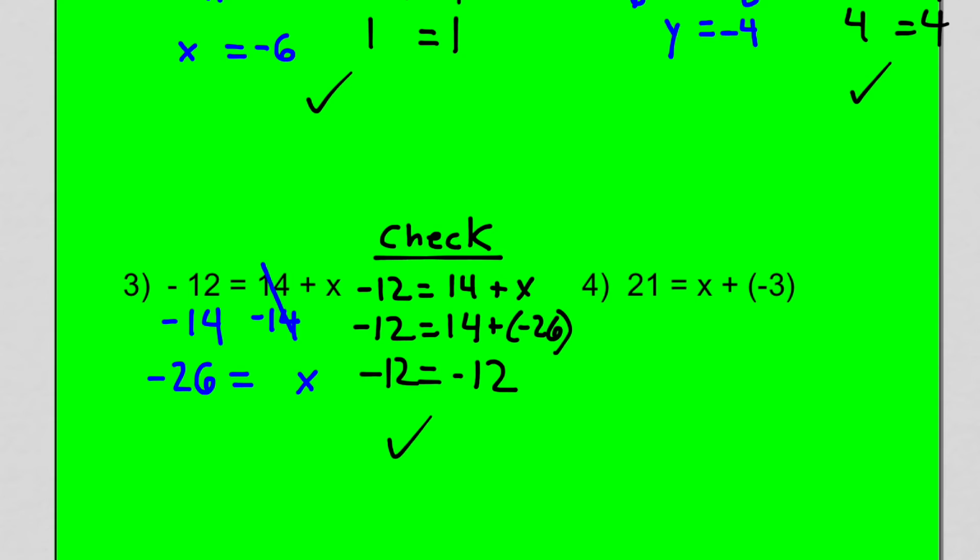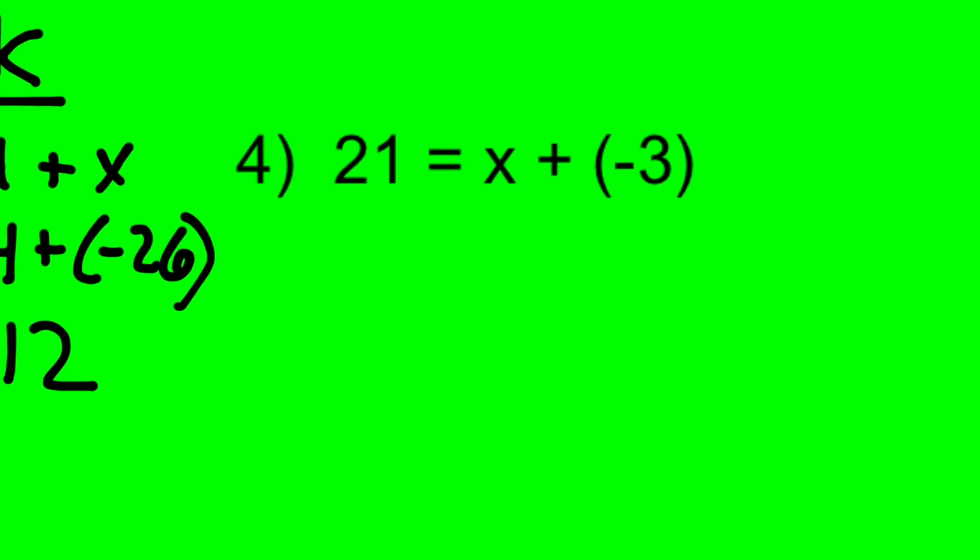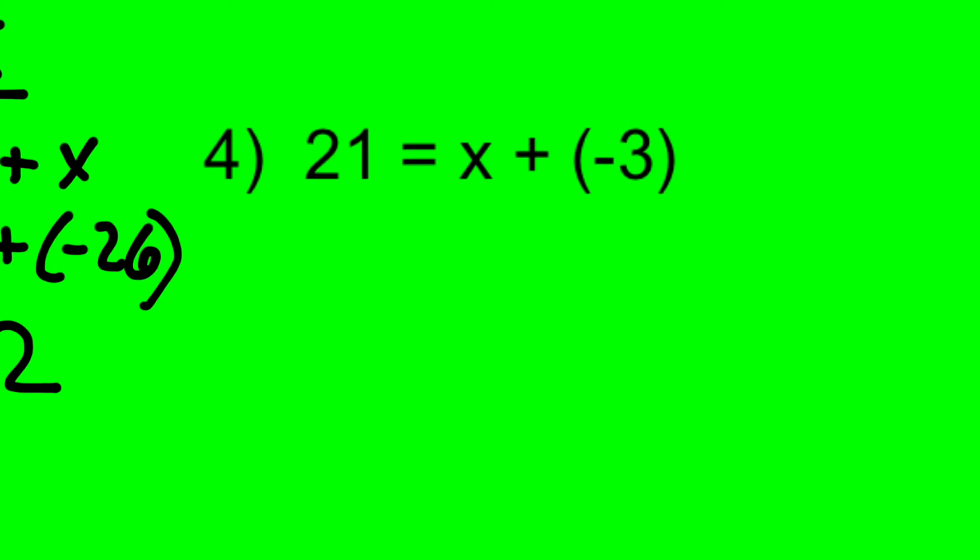Okay, last one from this set. Another one where the variable is on the other side of the equal sign. 21 equals x plus negative 3. So I want to get the x by itself. I want to make the negative 3 go away, and the way I do that is by adding 3, because that will turn it into 0. And if I add 3 on that side of the equal sign, I have to add 3 here. And again, it'll look strange because everything is backwards, but we just work left to right. We just go this way.